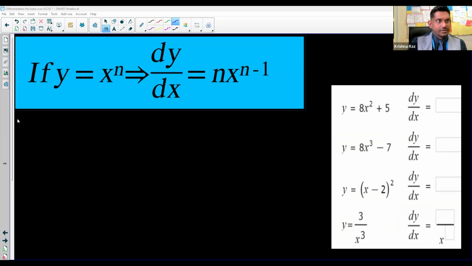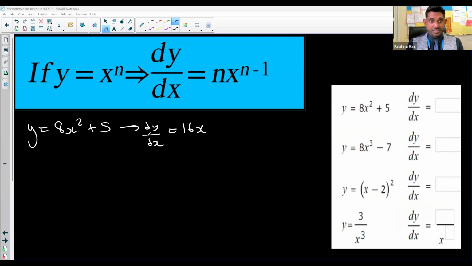So the first one, we have y equals 8x squared plus 5. When we differentiate, we're going to get 16x, and obviously 5 goes to 0, so that'll be the answer.